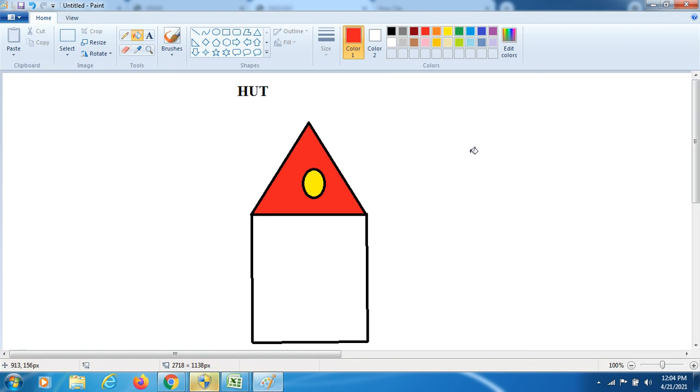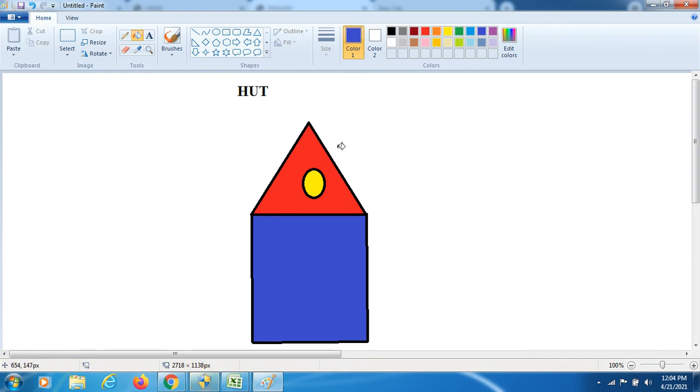Tell me what is your favorite color. Yes, Jasleen, which is your favorite color? Ma'am, pink. Okay, what else? Tell me your favorite color. Ma'am, my is blue. Very good. Okay, so now I'm taking the blue color and I'm filling my blue color in this square, right? So see, this is my small hut.